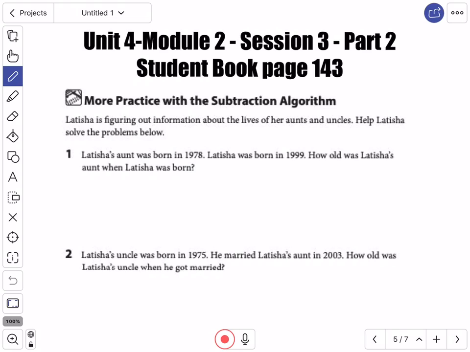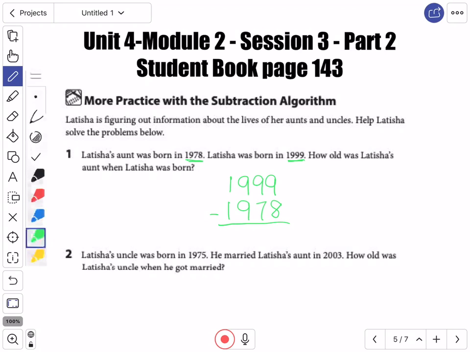All right. So this is more practice with the subtraction algorithm. So our first problem is about Letitia, and she's figuring out information about the lives of her aunts and her uncles. Let's help Letitia solve these problems, all right? So Letitia's aunt was born in 1978, and Letitia was born in 1999. How old was Letitia's aunt when Letitia was born? So what we're going to do here is take 1999 minus 1978. And if you notice here, when I start with my ones, I'm taking away 9 from 8.